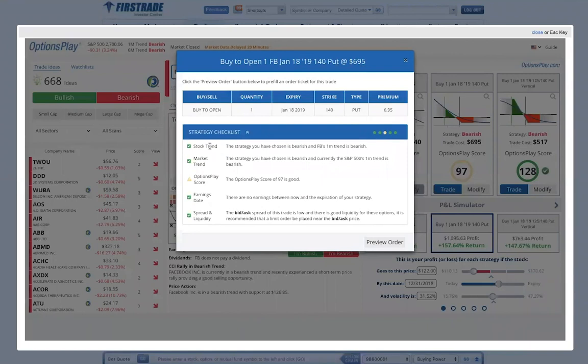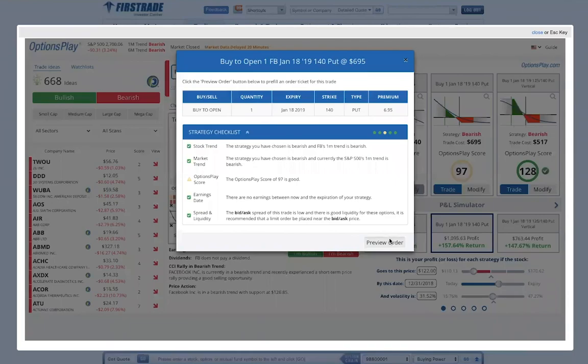So are you trading with the trend of the stock? Are you trading with the trend of the market? The Options Play score, which is the risk to reward metric, gives you an idea of how much risk versus reward you're taking. We also check to see if there's earnings between now and expiration. And lastly, spread and liquidity. We look at how liquid something is before you place a trade. So if this Facebook put is pretty liquid, everything looks good here.